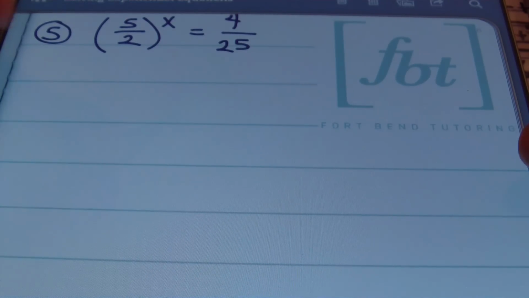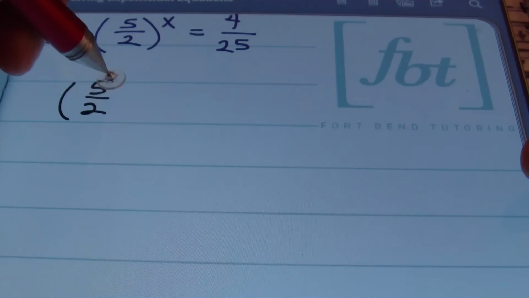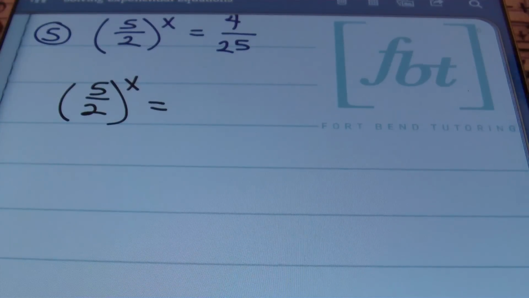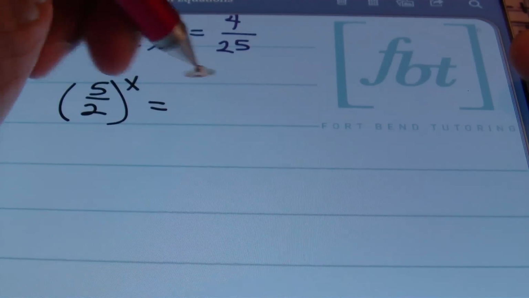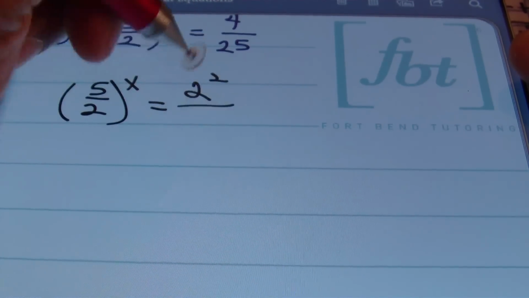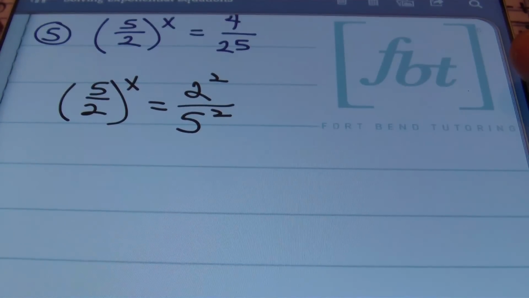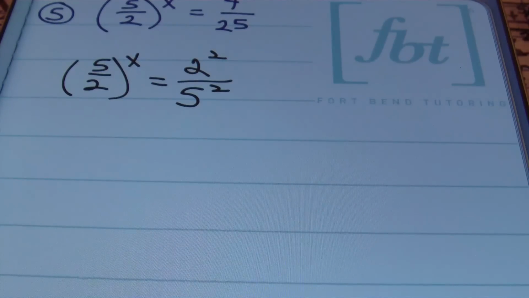So the first thing I'm noticing is, okay, I got 5 halves working over here. It's raised to the x. So I'll just go ahead and bring that down as it is. But over here, on the right side, I'll show that 4/25 could be written as 2 squared over 5 squared. All right, well, this is close to what I want, but it's not exactly what I need, right? So let's keep working at it.